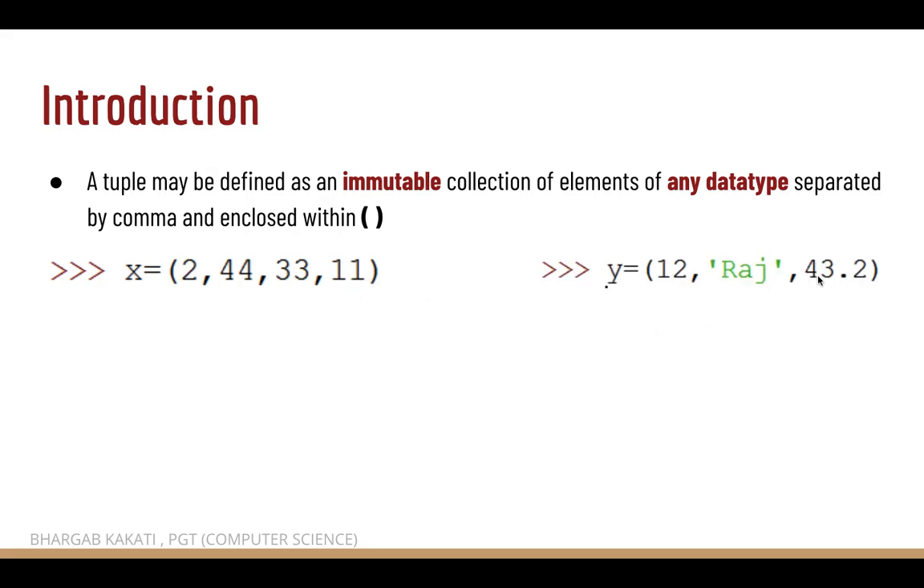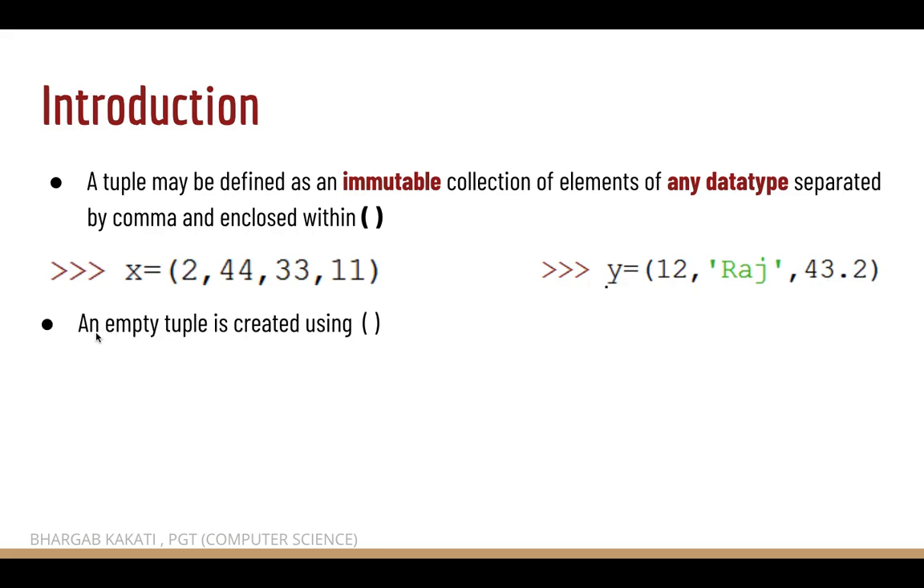Now this is another example of tuple. A tuple can have elements of mixed data type. For example, in the tuple x, the elements were of integer data type, but in the tuple y, as we can see, the elements are of mixed data type. The data type of 12 is integer, of Raj it's string, and 43.2 is a floating point number.